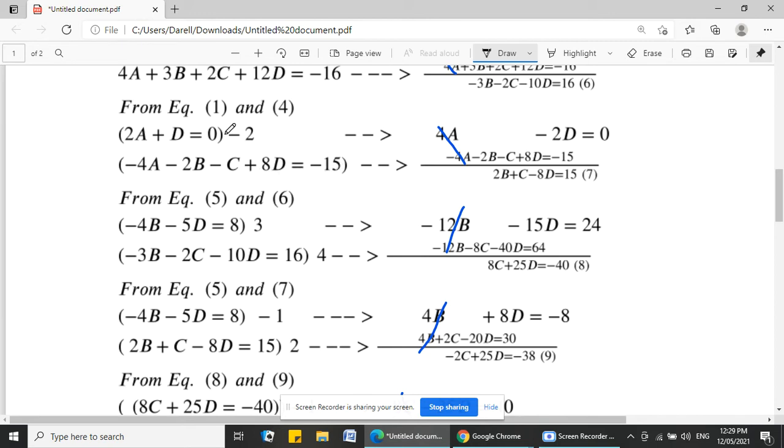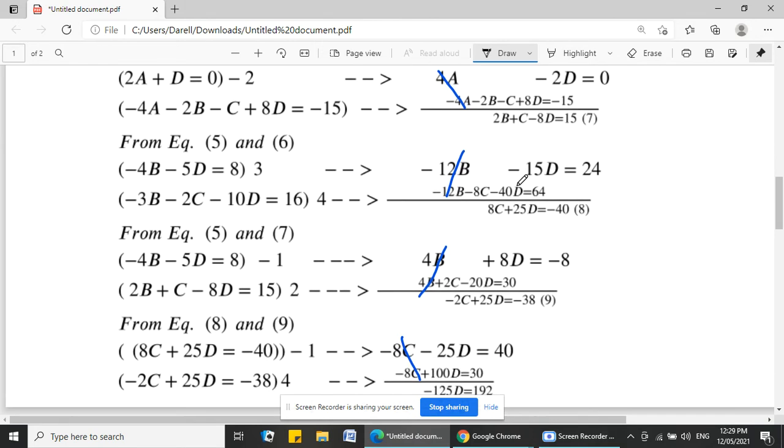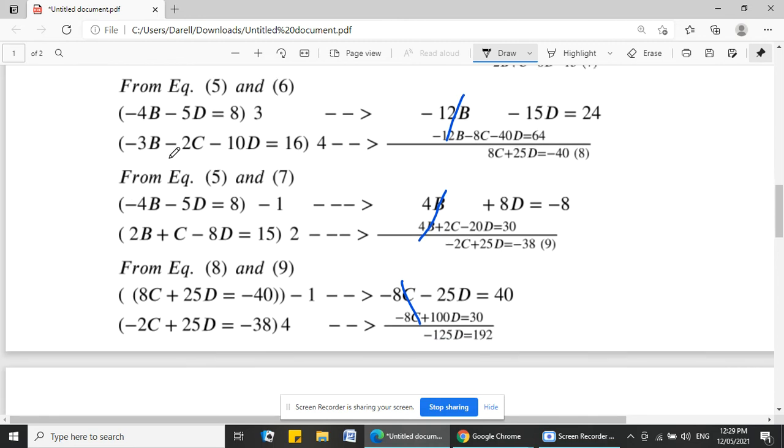So, i-multiplyan ako ang equation 1 by negative 2 para makancel ako ang a. So, we get 2b plus c minus 8d is equals to 15. Mao siya ang equation 7. Now, from equation 5 and 6, we get negative 4b minus 5d is equals to 8, while the negative 3b minus 2c minus 10d is equals to 16.